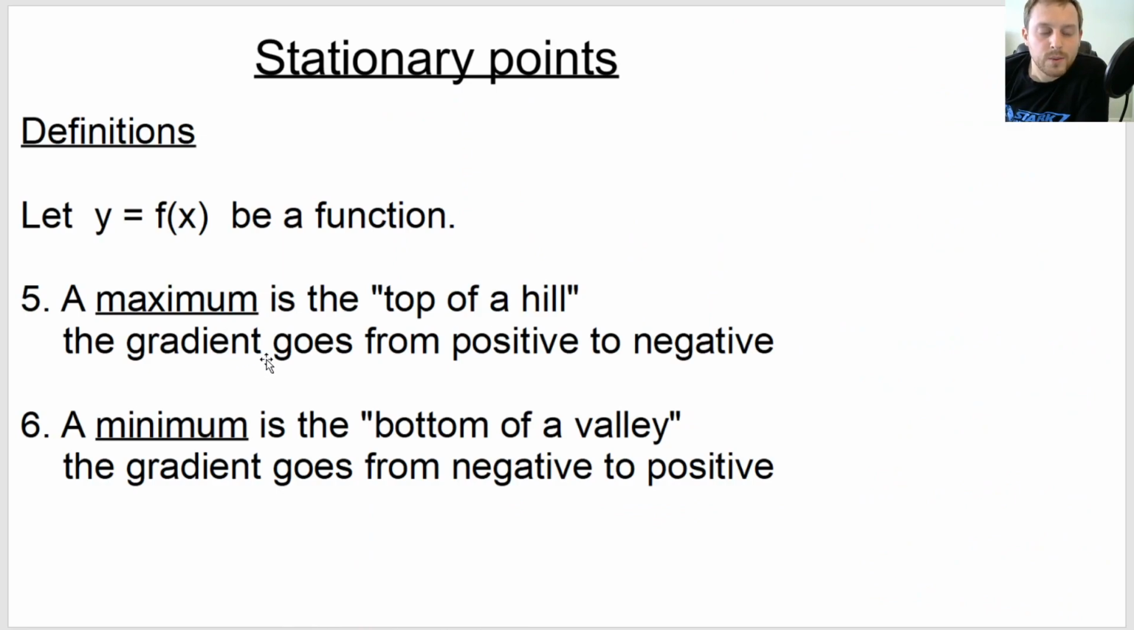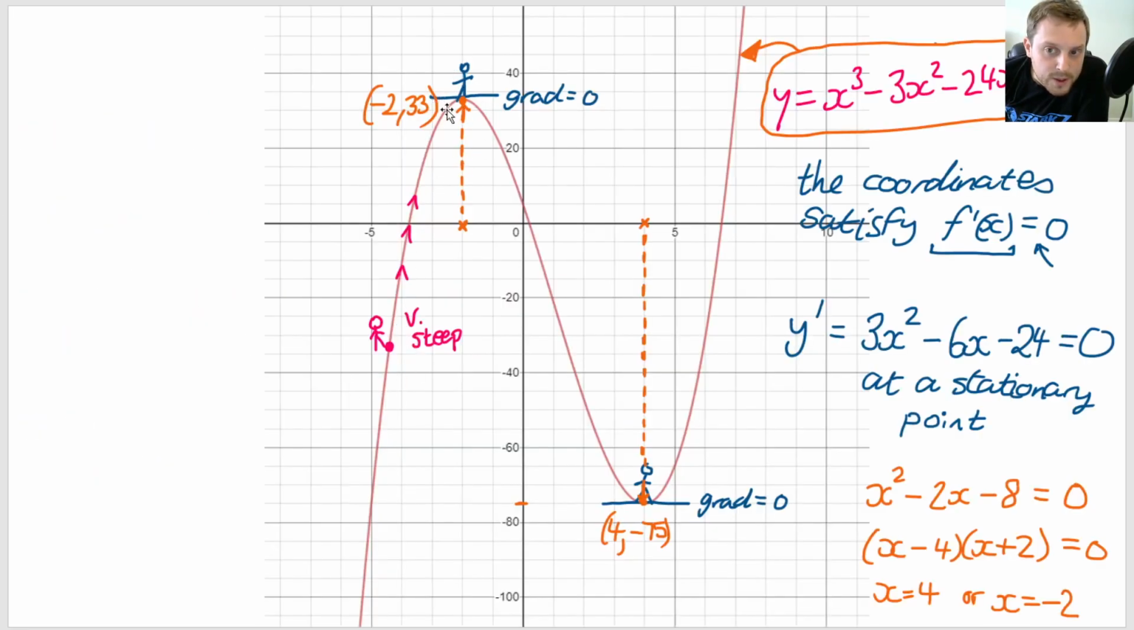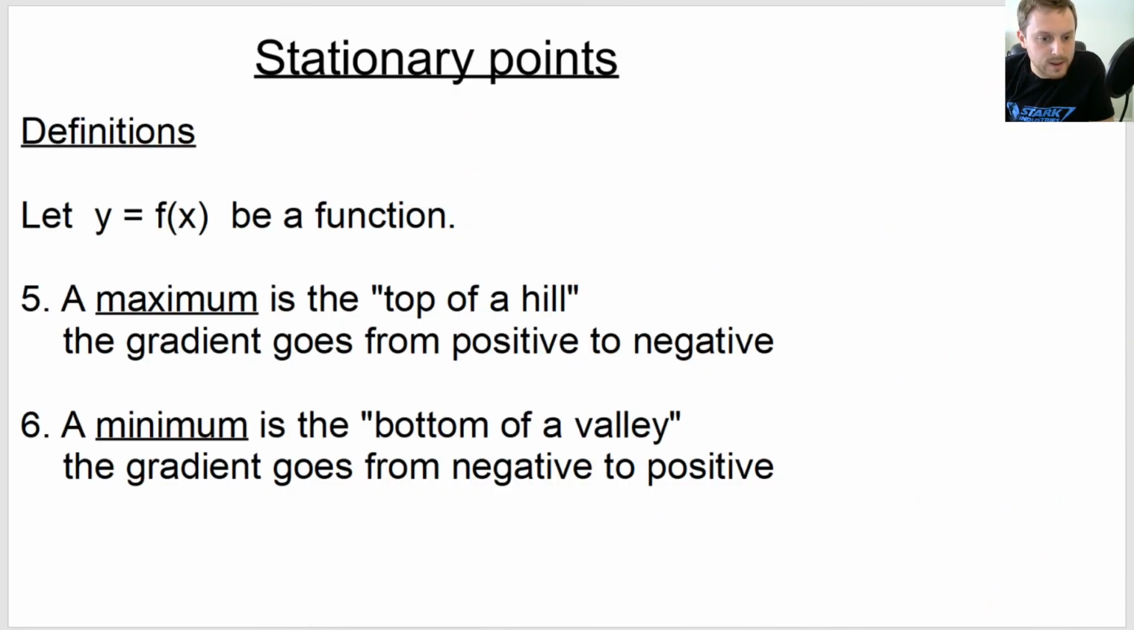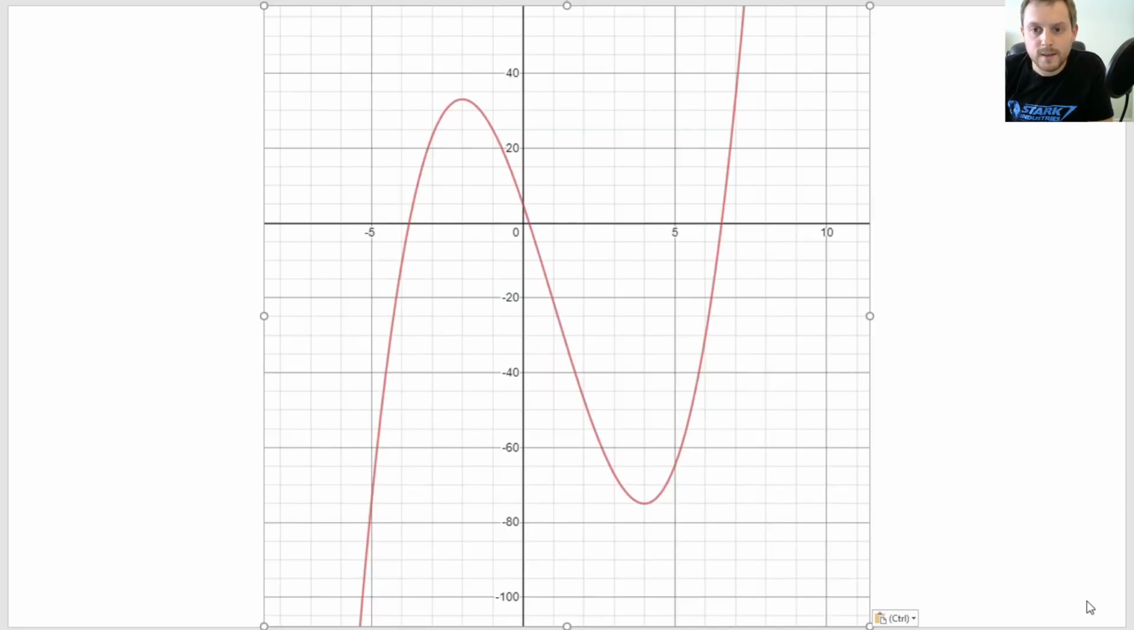Now, if I go back to what it says here, a maximum is the top of a hill, and what happens there, the gradient goes from positive to negative. Let's have a look at what I mean. When you're at the top of a hill, the gradient was positive, positive, positive, positive. Oh, it's starting to get flatter and flatter. Oh, the gradient's now 0. Oh, now we're going downhill. The gradient is negative, negative, negative, negative. I might copy and paste so we actually can look at this again without all the writing on it.